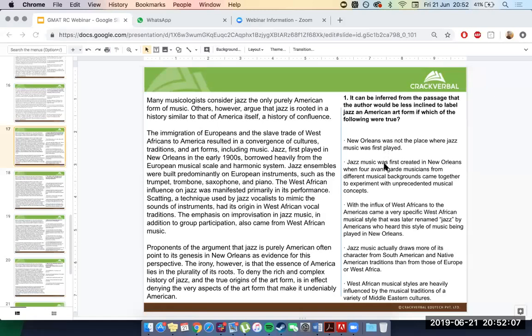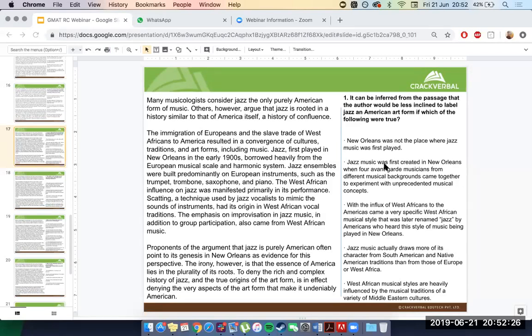Jazz music was first created in New Orleans when 4 avant-garde musicians from different musical backgrounds came together to experiment with unprecedented musical concepts. This has so much confluence going on. It's 4 musicians from different backgrounds. They're making something new out of the coming together of everything. That's coming together. That's confluence.